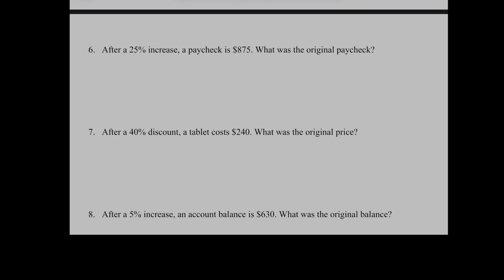Number 6, after a 25% increase, a paycheck is $875. What was the original? I don't know what the original is, so that's x. But it's an increase, so I'm going to add 25% of that x. And when it's all said and done, I ended up with 875. I just got to know the original. So what's 1x plus 0.25x? That's 1.25x, isn't it? And that's going to equal $875.